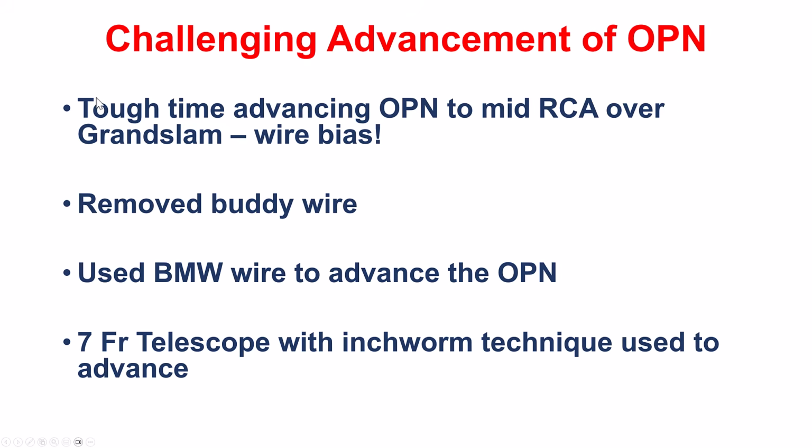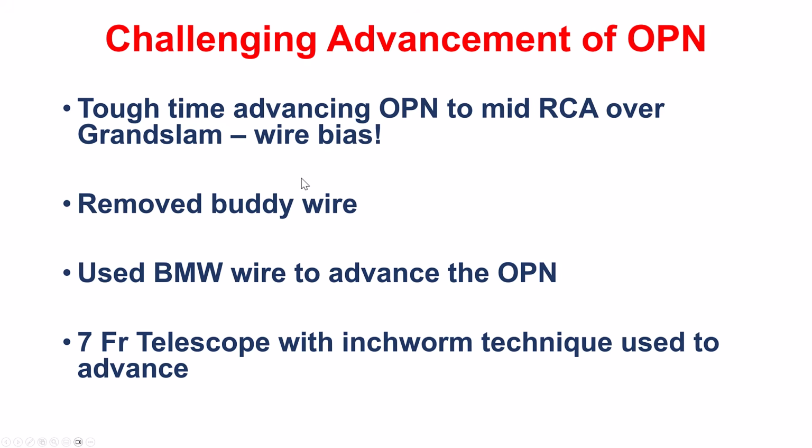We used a Grand Slam wire, but the problem is after we did that, we could not deliver any balloon to the right coronary artery. We have seen before that by using a stiff body wire, we can straighten the calcified artery and create wire bias that can be counterproductive.